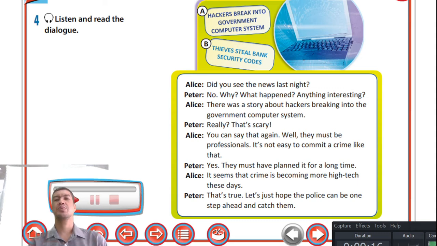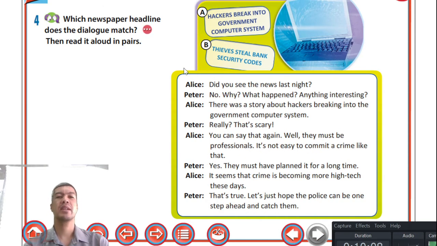All right, so now we see that we have a dialogue between Alice and Peter. And what is the dialogue all about? What are they talking about? The story is about hackers breaking into the government computer system. And obviously they have to be professionals to perform this act because not everyone has access to break into a government computer system, and by law that is a crime. All right, obviously we see in the dialogue that it was planned for a long time, and as the title suggests, this falls under high-tech crimes and it is punishable as well. Right, moving on to our next slide.